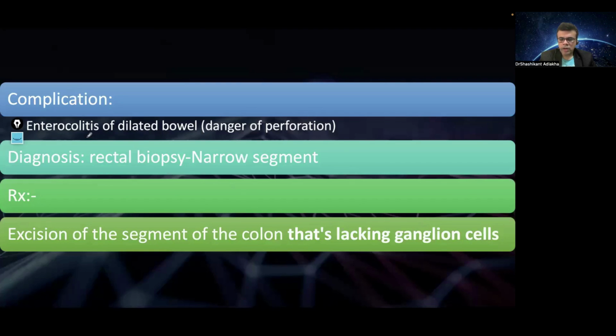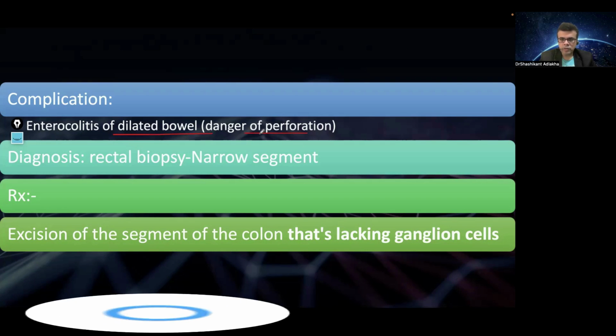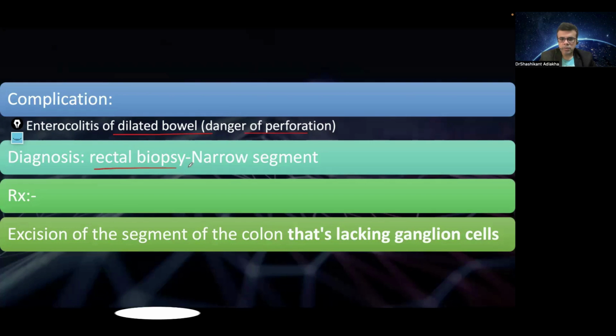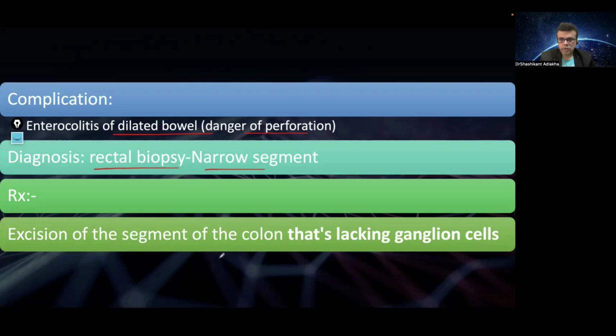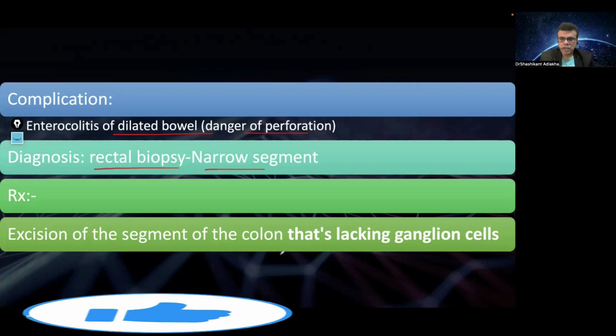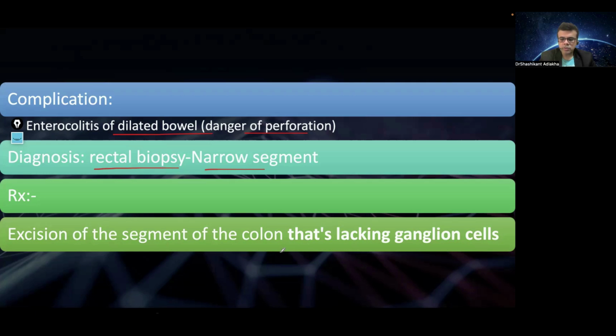Complications: enterocolitis of the dilated bowel, and danger of perforation, which is the most significant complication. It can lead to perforation, peritonitis, and can lead to sepsis. Diagnosis is by rectal biopsy of the narrow segment. Treatment involves the excision of the segment of the colon that is deficient in ganglion cells, that is, the contracted segment needs to be excised.